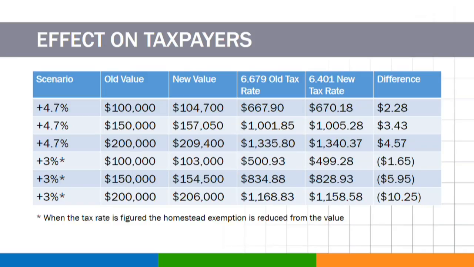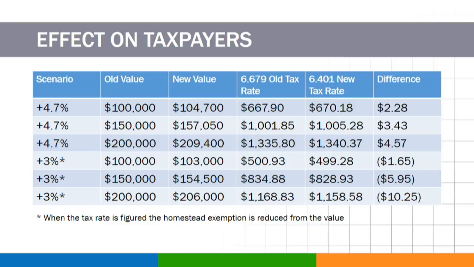So what does that mean for the average property owner? Right now, the property values are going up 4.7% over last year. So it's at $85 billion. For property owners whose home value was $100,000 last year, that means the value of their property this year is around $104,700. Using last year's millage rate, that would have cost them $667.90 in property taxes for the school district, and this year it would be $670.18. So it would be a $2.28 increase. We show that for the values of homes between 100 and 200,000.